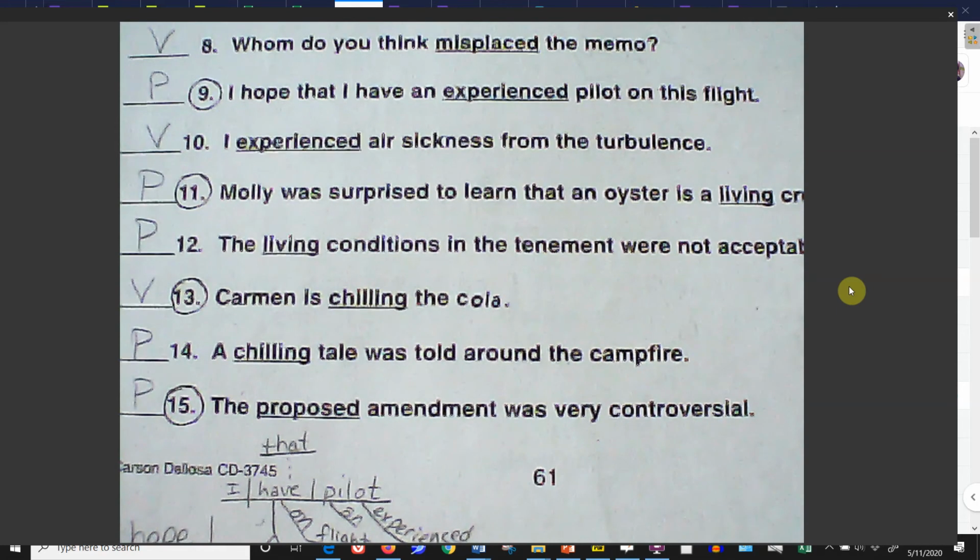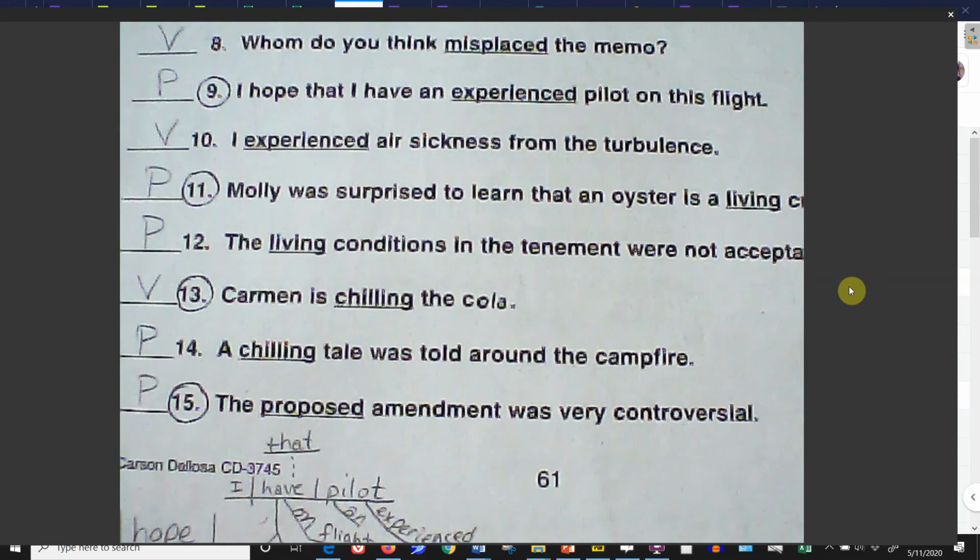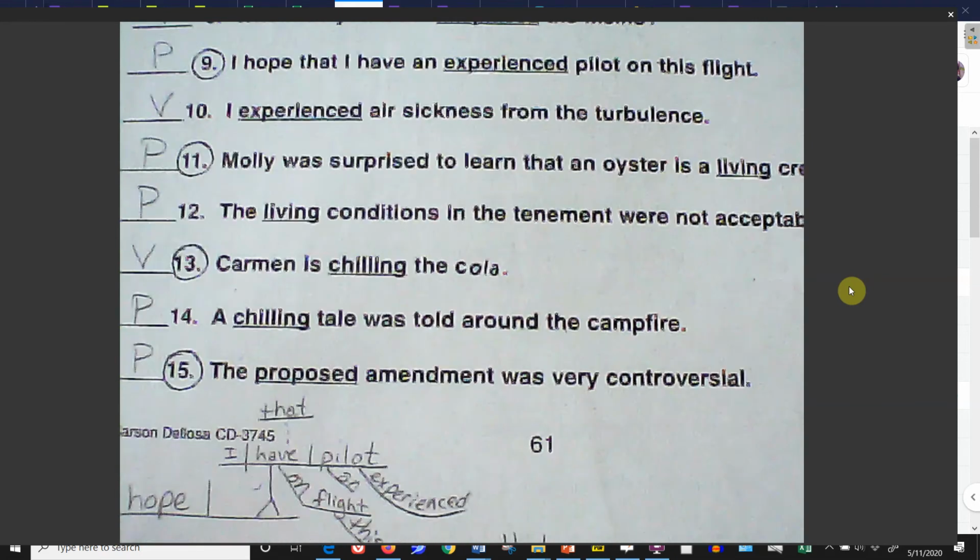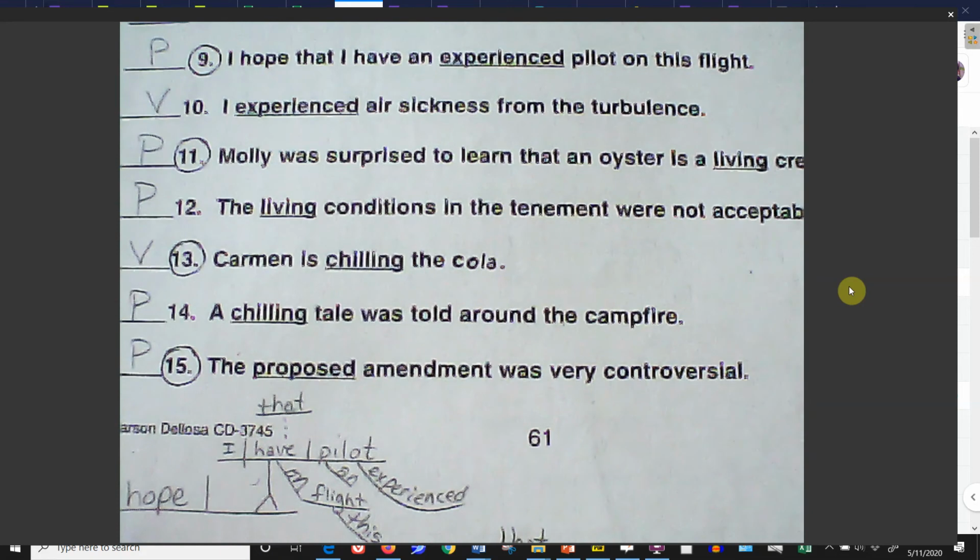If you wonder what tenement is, it basically refers to like the land of cement or concrete. So it'd be kind of like project housing in an urban area. Number 13, chilling. Right before it is the helping verb is, so is chilling. That one's acting as a verb.